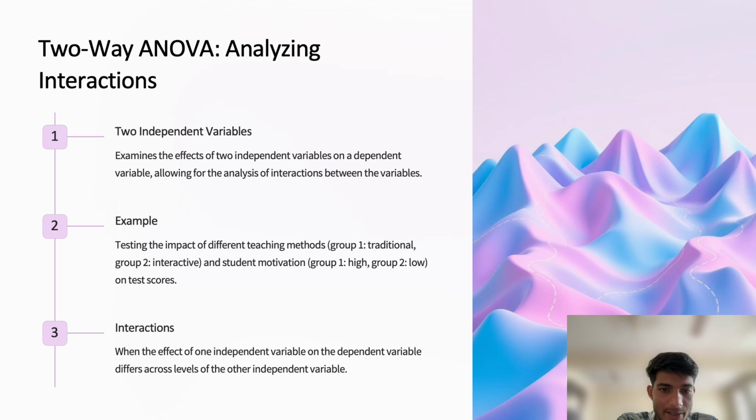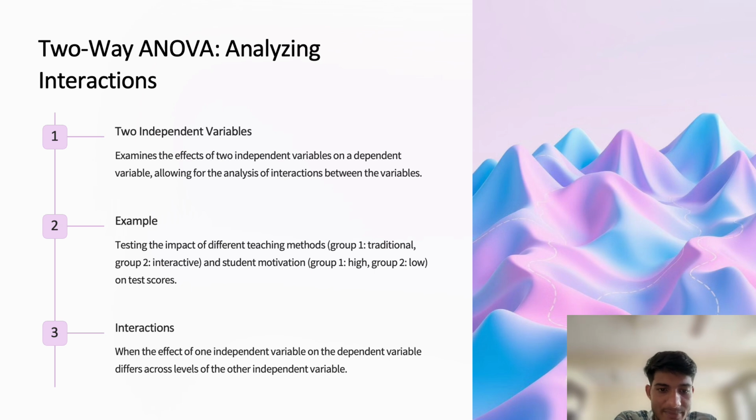Two-way ANOVA, analyzing interactions. We have three parts here. Number one, two independent variables. Number two, example for two independent variables. Number three, interactions. Number one, two independent variables: it examines the effect of two independent variables on a dependent variable, allowing for the analysis of interactions between the variables.